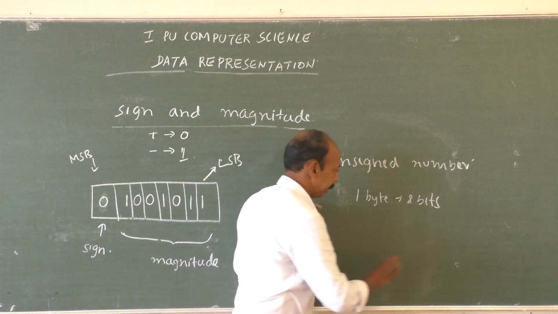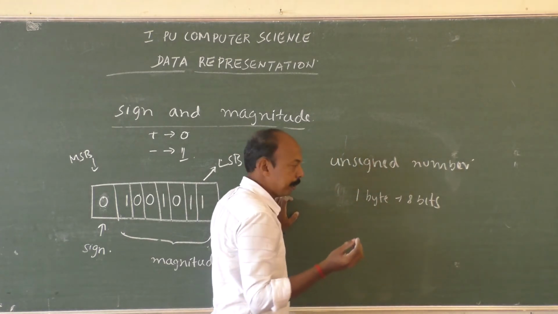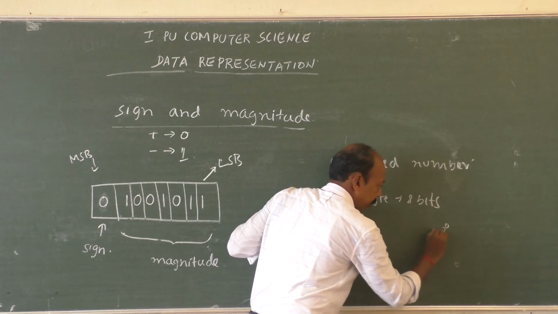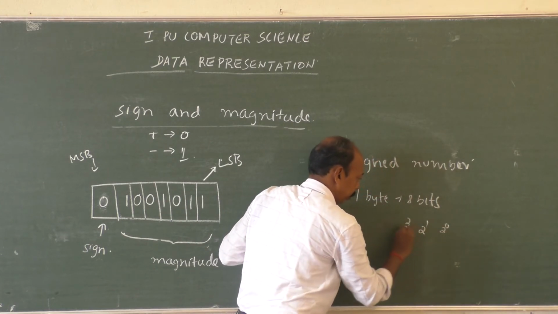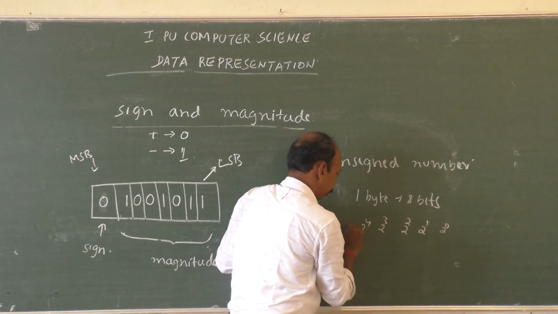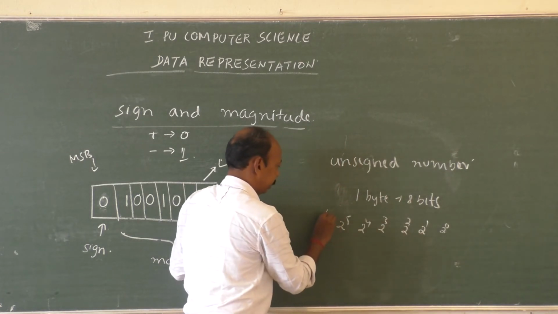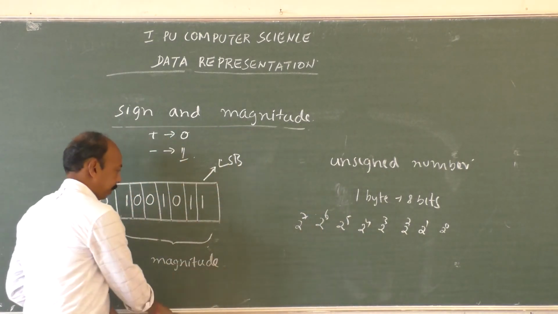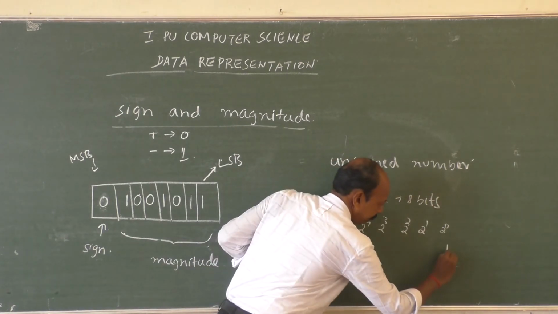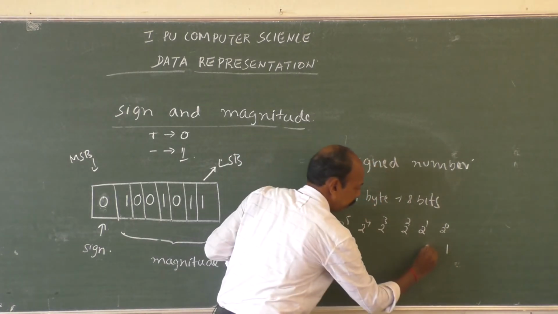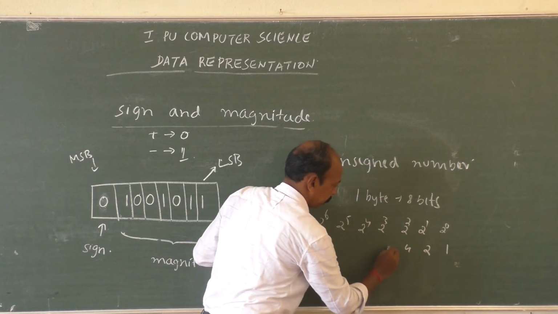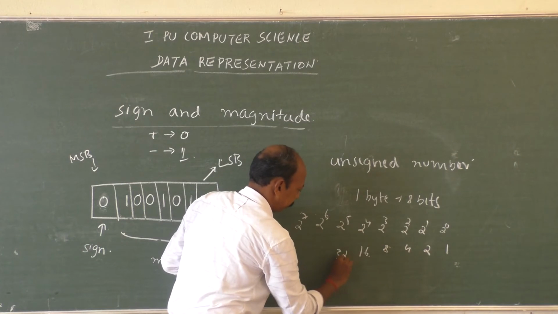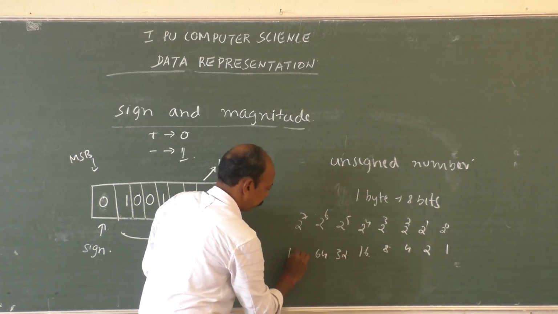So in this case, totally how many bits do we have? 8 bits. So 2 to the power 0, 2 to the power 1, 2 to the power 2, 2 to the power 3, 2 to the power 4, 2 to the power 5, 2 to the power 6, and 2 to the power 7, starting from 0. So how much will it be? Anything to the power 0 is 1, then 1, 2, 4, 8, 16, 32, 64, 128.